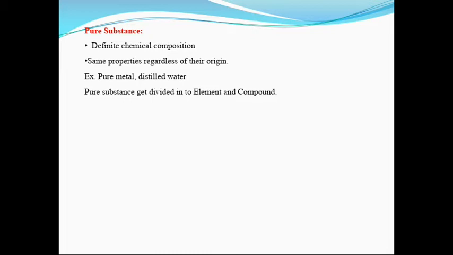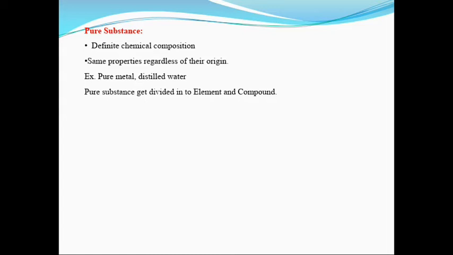Then some properties, it possesses the same properties regardless of their origin. Another thing is that the properties will remain the same regardless of the origin. कुठूनही ते तुम्हाला ते सबस्टन्स मिळो, the properties won't get changed. Properties बदलणार नाहीत, the properties will remain the same. For example, pure metals, as we have said, pure gold, it will have the same properties. Gold परभणीतला असो, नांदेडचा असो, औरंगाबादचा असो, it will show the same properties. Okay. Then if you consider distilled water कुठेही तयार करा, it will show the same properties.